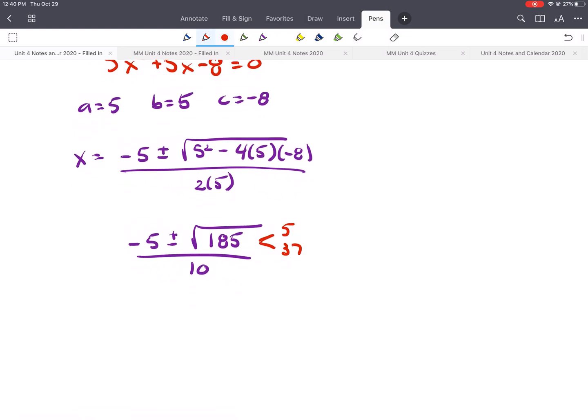Okay, so some of your ones are fairly straightforward or quick. So we could do negative 5 plus the square root of 185 over 10, and negative 5 minus the square root of 185 over 10.